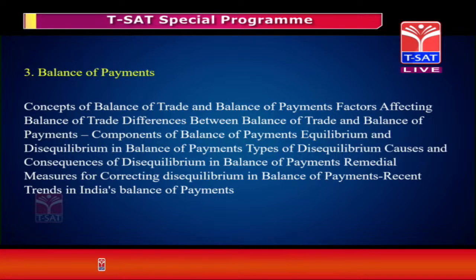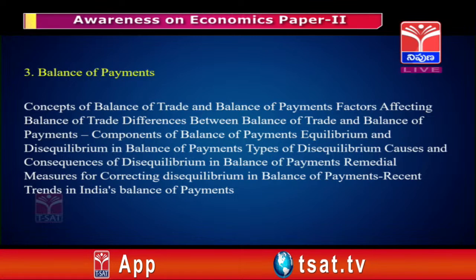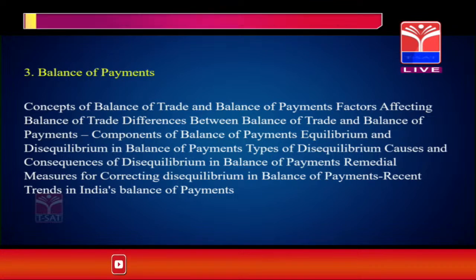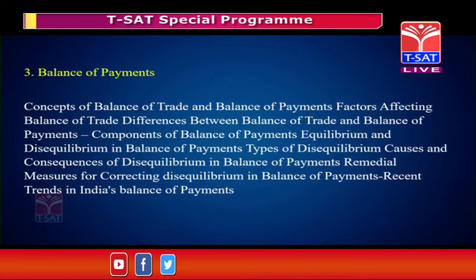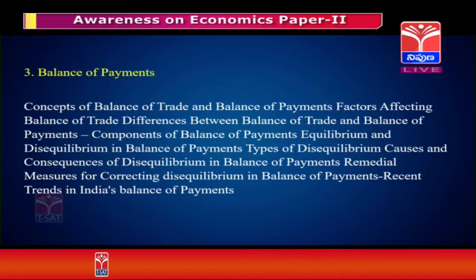If they are not equal, if we are spending more, that is, debit is more than credit, we call it a deficit in the BOP account. But if the credit side is more than the debit, we say it's a surplus in the BOP account. We can also divide the BOP account into the balance of current account and the balance of capital account.